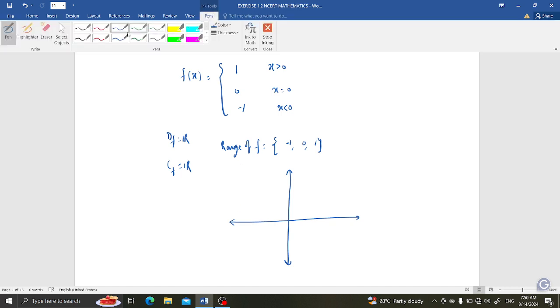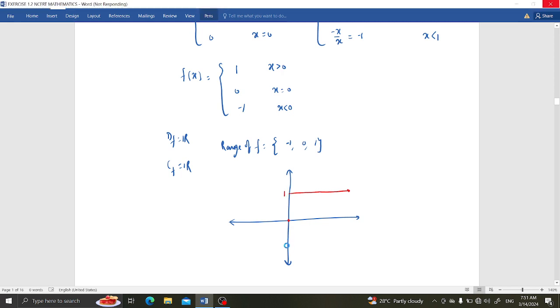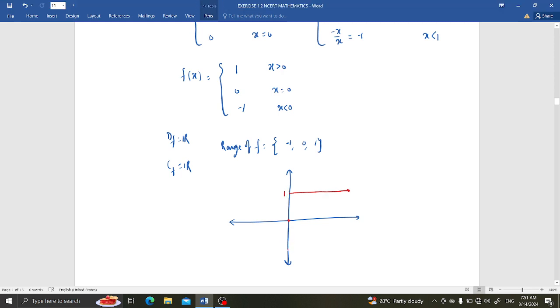Now how can we draw the graph of this function? Observe here. At 0 it provides 0. On the right side of 0 it will provide 1. Suppose it is 1 here. And for negative real numbers, it will provide minus 1. Here we have 1, here we have minus 1. This is the graph of this function.